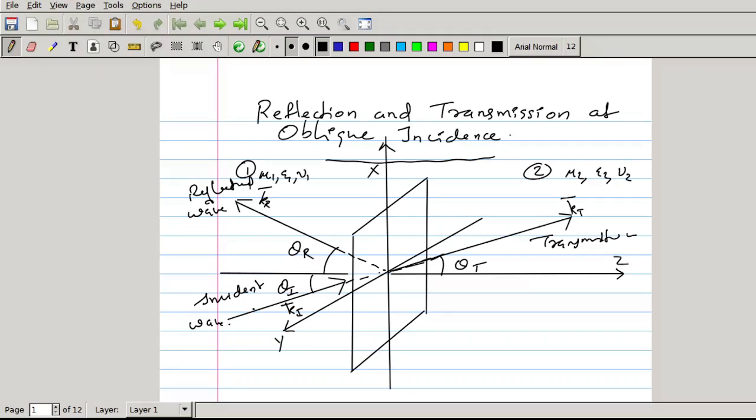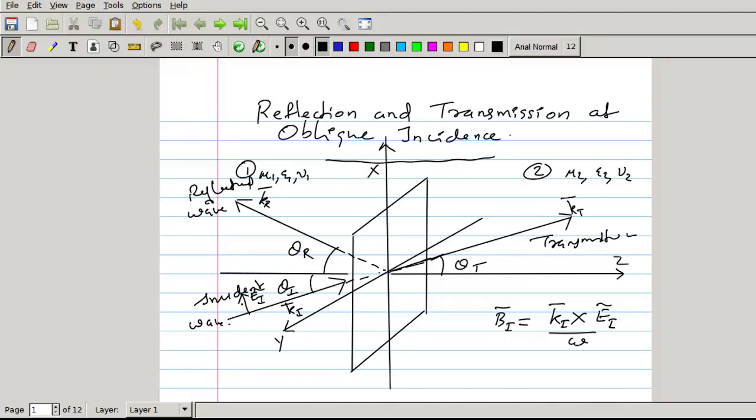Now the electric and magnetic field vectors associated with this wave: since this is the direction of propagation, the electric field vector should be perpendicular to it. So this represents the electric field vector Ei. Now what about the magnetic field vector? Bi should be k cross Ei by omega. This is the expression for the magnetic field vector, k cross E by omega, so it should be along k cross E. K is along this direction and E is along this direction.